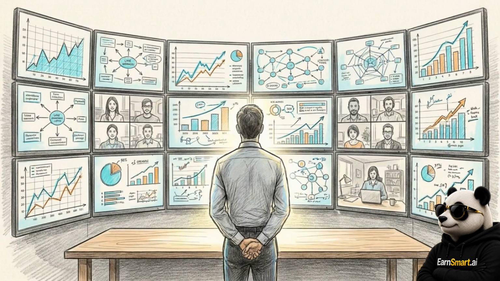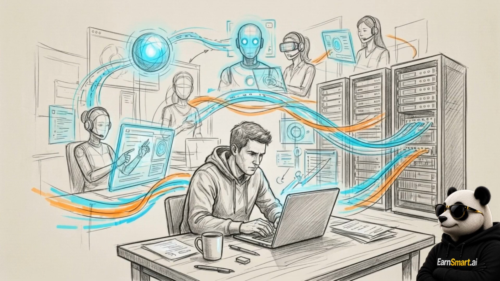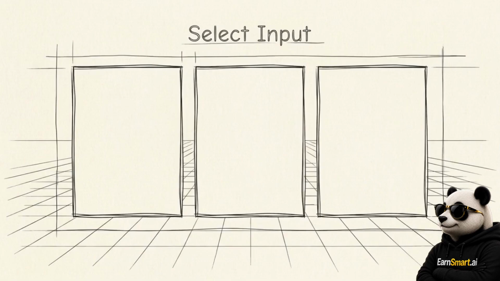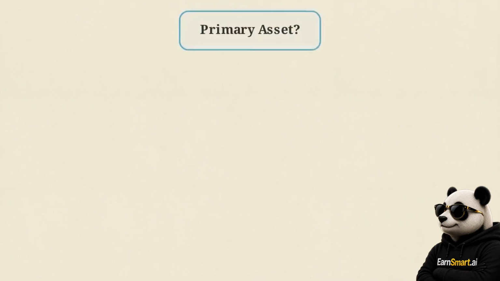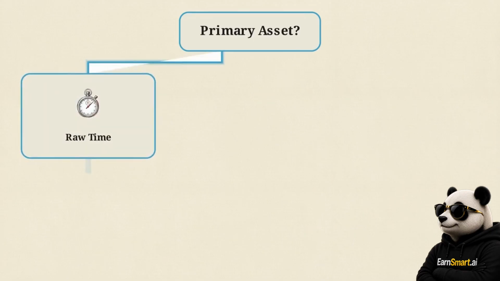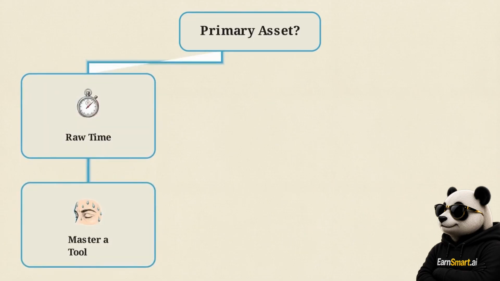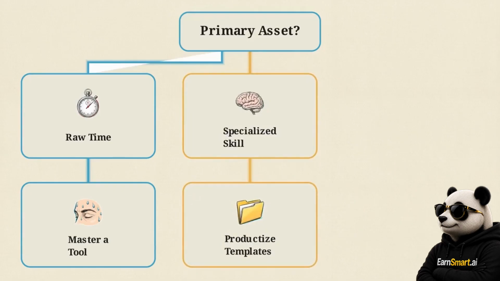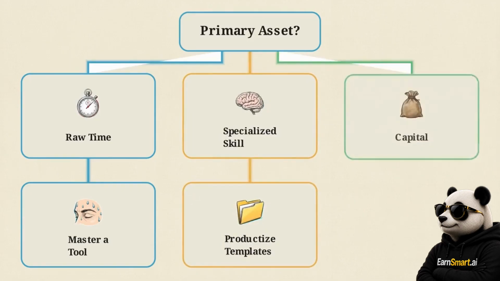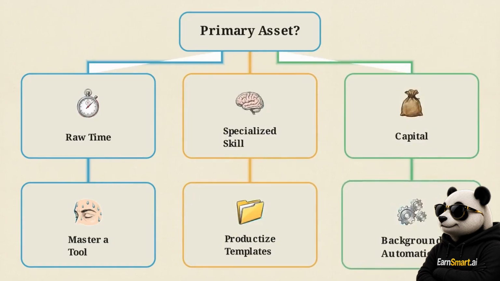The modern internet economy only rewards leverage. To get it, you must provide one of three inputs: your raw time, a specialized skill, or upfront capital. This tree maps your asset to the right category. With zero budget but high discipline, follow the raw time path to master a tool. Skilled in tech, productizing templates offers the highest return. With capital but no time, follow the capital path for background automation.